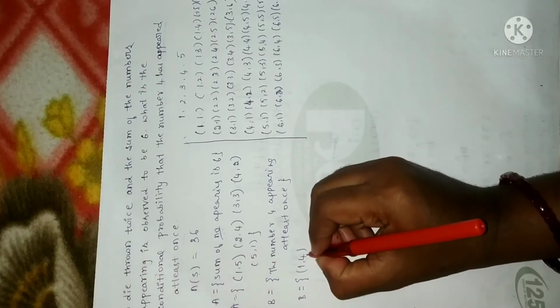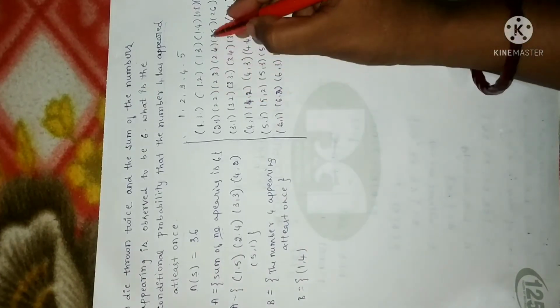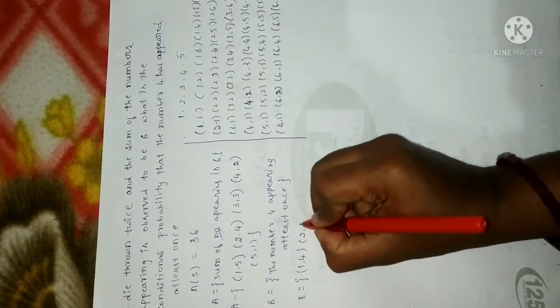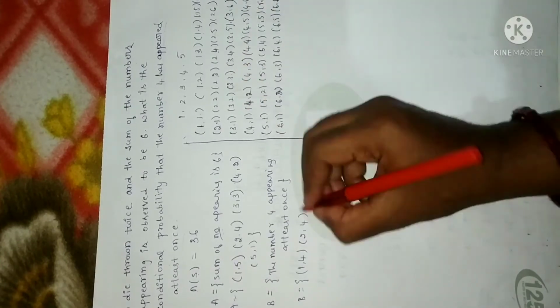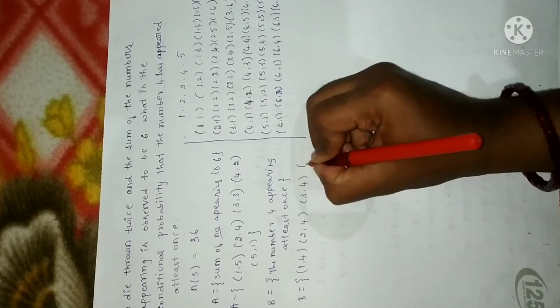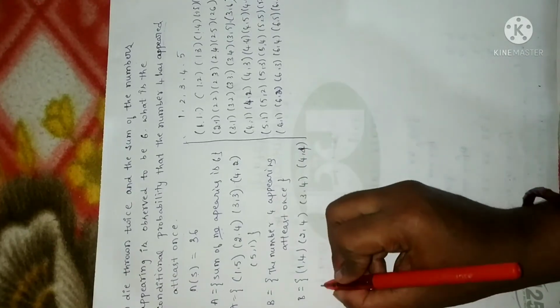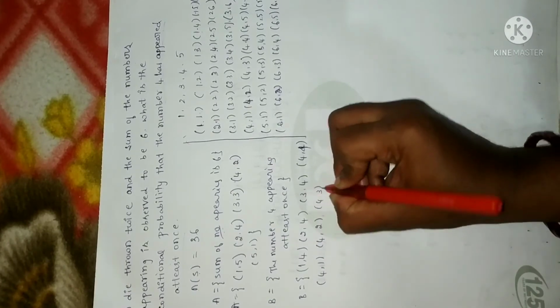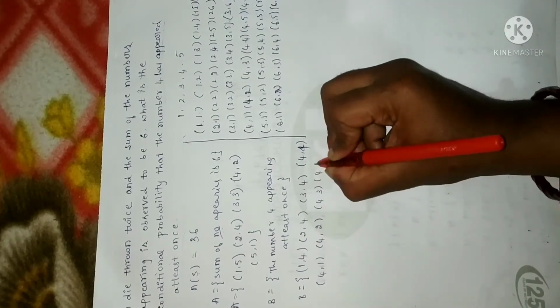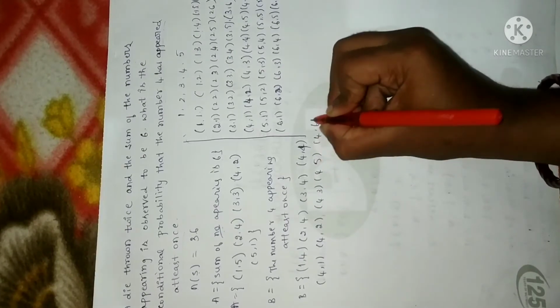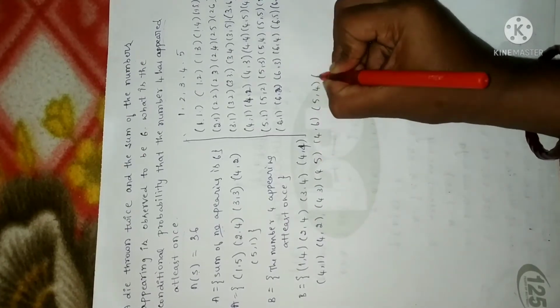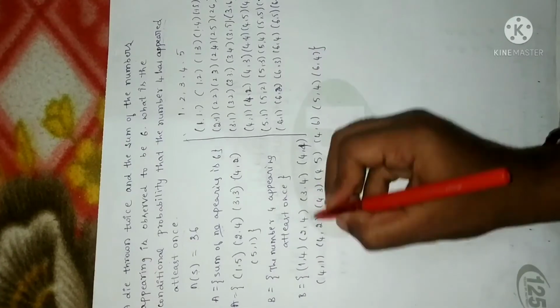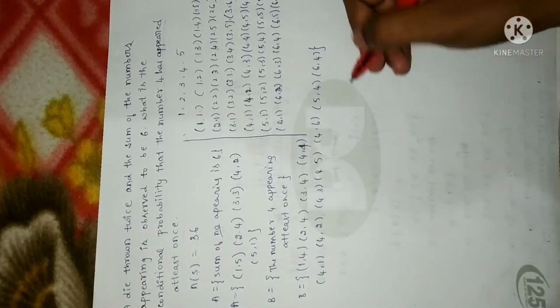It should be either 1, 4. See here, 4 is appearing at least once. Next is 2, 4. Here also 4 is appearing at least once. Next is 3, 4. Similarly, 4, 4. 4, 4 in the sense at least once it is appearing, so you have to consider that also. Next 4, 1. 4, 2. 4, 3. 4, 4 already written. It is 4, 5. 4, 6. 5, 4. 6, 4. Right? So in all these cases, you can observe that 4 is appearing at least once.